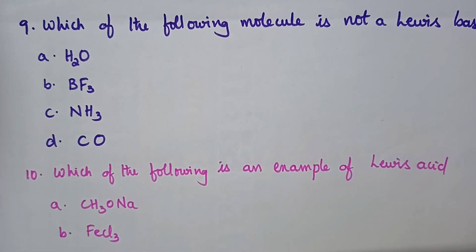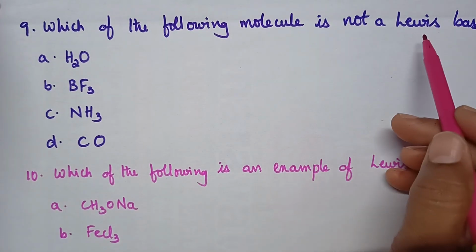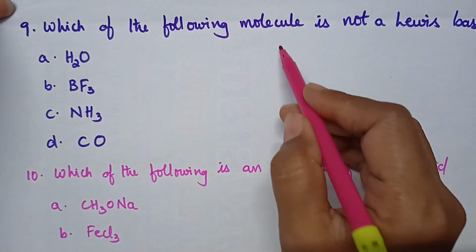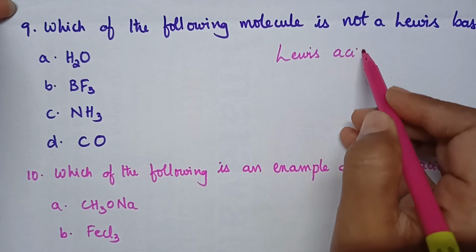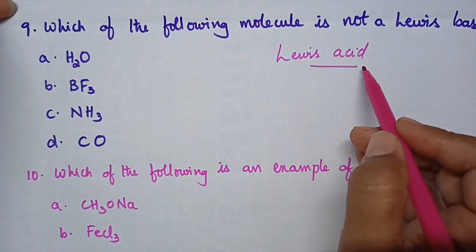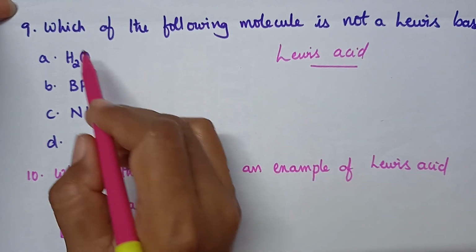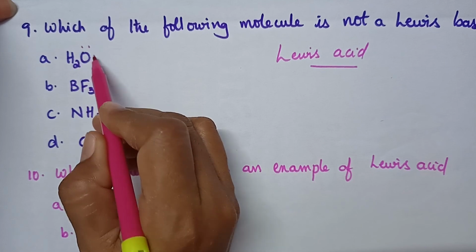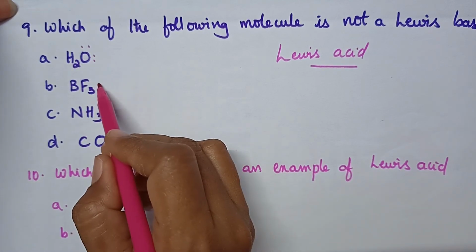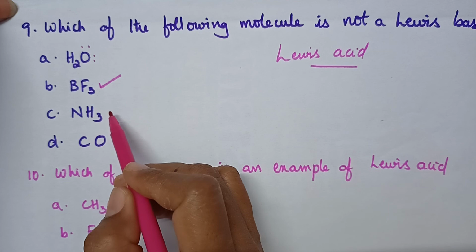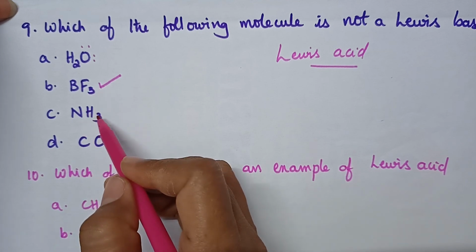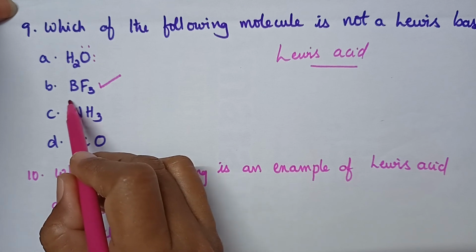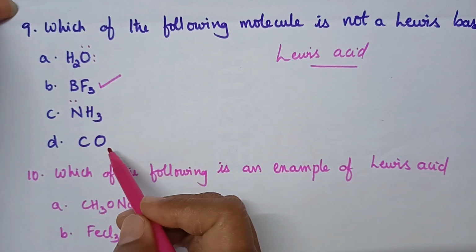Which of the following molecules is not a Lewis base? That means which of the following is a Lewis acid? Lewis acid means electron deficient compound. Coming to the first option, water carries two lone pairs of electrons. BF3 is an electron deficient compound, so it is a good example for a Lewis acid. When we consider option C, ammonia, it carries one lone pair of electrons.